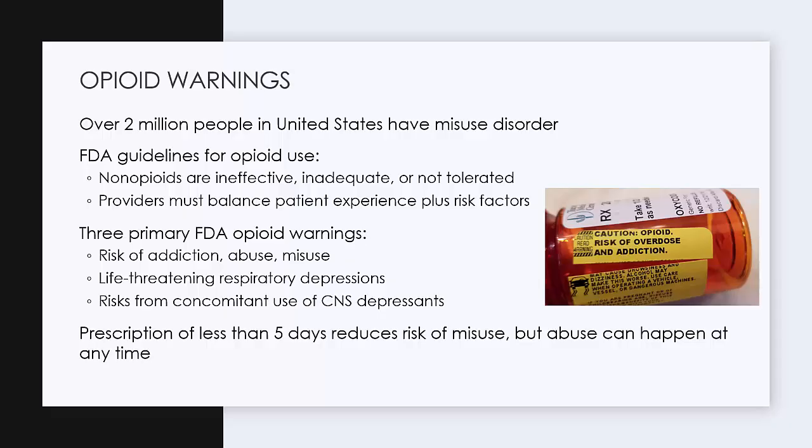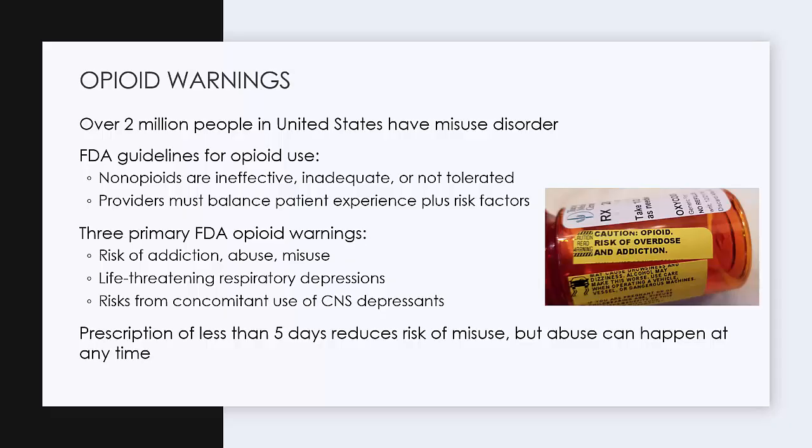The 3 primary FDA opioid warnings are as follows: risks of addiction, abuse, and misuse, life-threatening respiratory depression, and the risk from concomitant use with benzodiazepines or other central nervous system depressants. Narcotic analgesics are potentially addictive, and the risk of becoming emotionally and physically dependent on these drugs increases as the patient takes higher doses for longer durations of time.